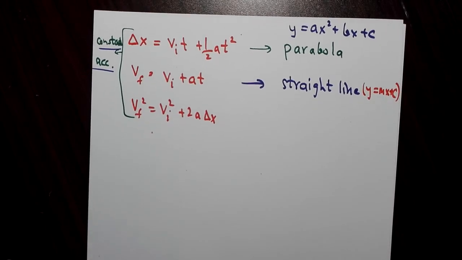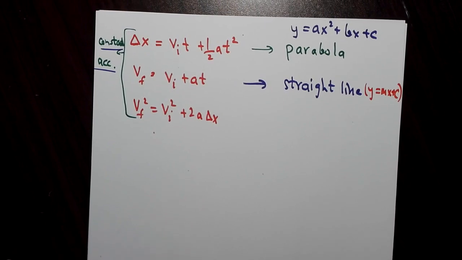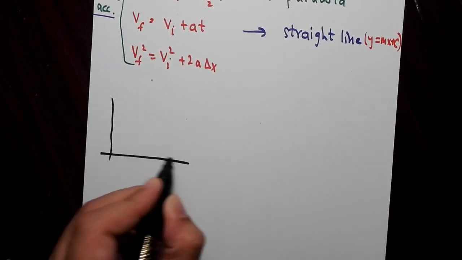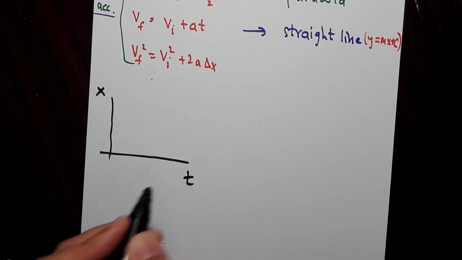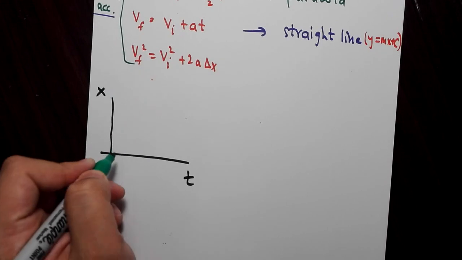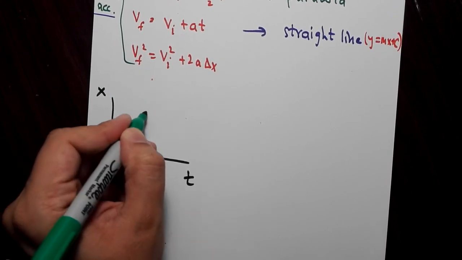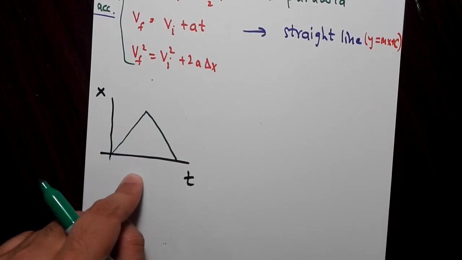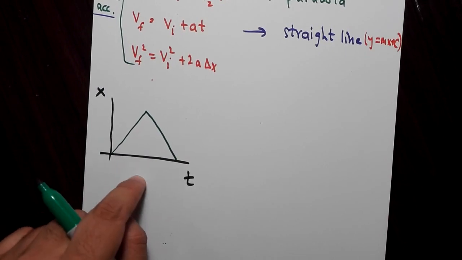Let's look at some examples before we stop. So let's look at this position versus time graph. There's a position versus time graph, right? And let's look at this one. Now, what do you think? You can pause the video and think about it for a few seconds. What should the velocity versus time graph of this graph look like?